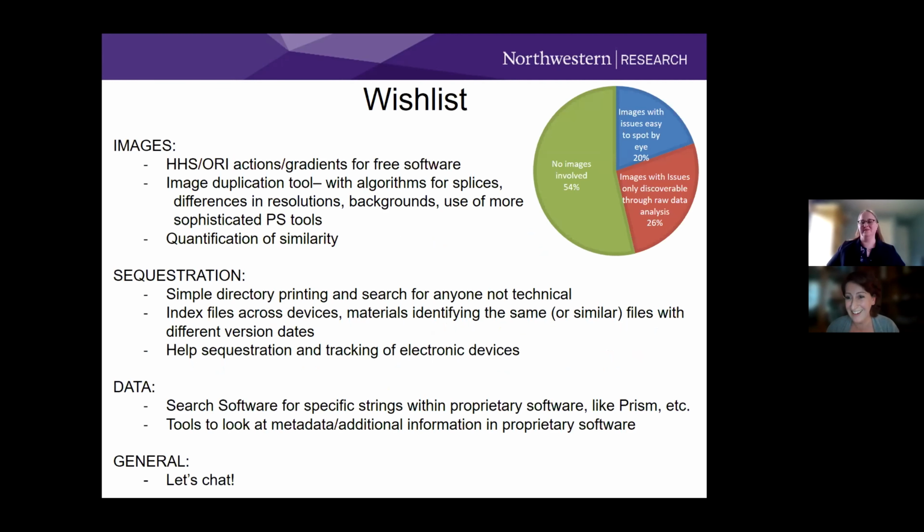We were asked for a list. The list is actually huge. We defined a few small items that are important and that are very low-hanging fruit. The first one is that HHS ORI actions and gradients, like all the overlays, etc., are only on for Photoshop. Let's make them for ImageJ or anything that is free so that we can actually use them, all of us. Image duplication tools do exist. They do not yet work as well as they should. And I really hope that we will work really hard on finding algorithms to find splices, differences in resolution, backgrounds, and use of more sophisticated Photoshop tools, because there are many.